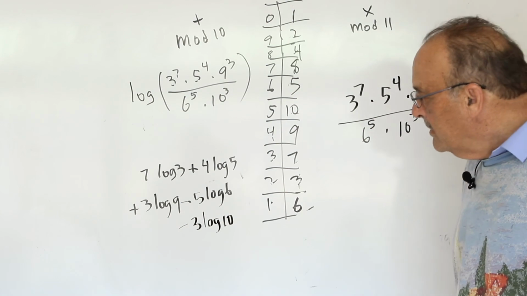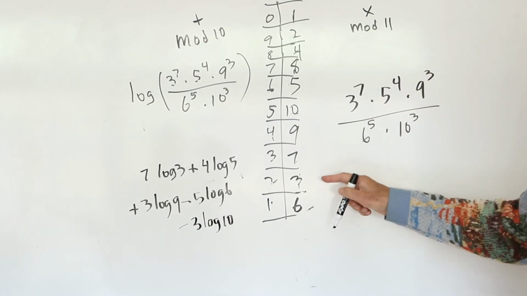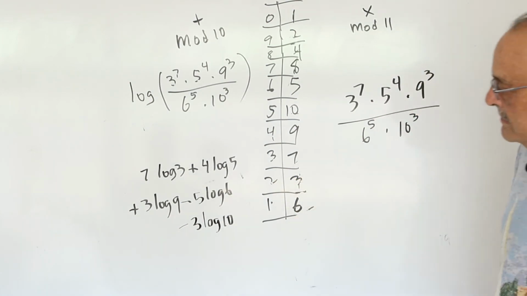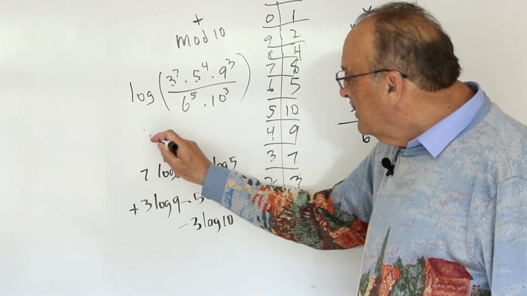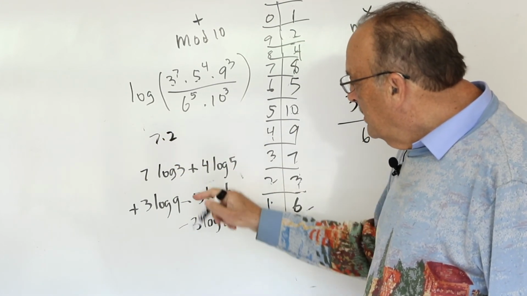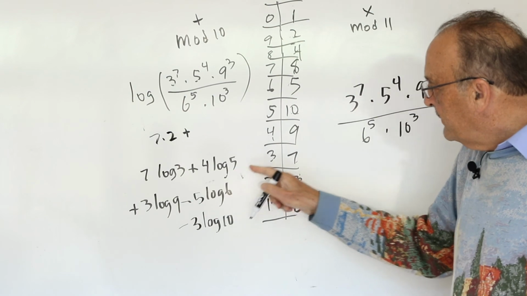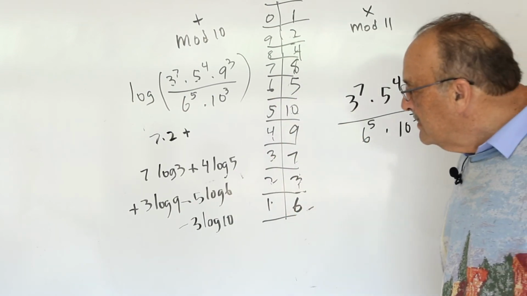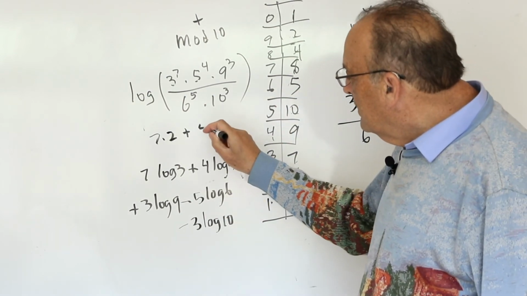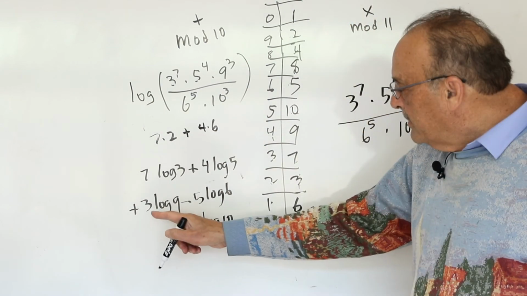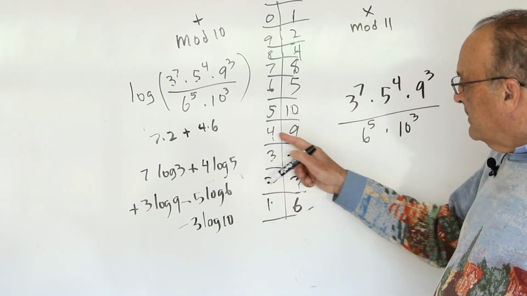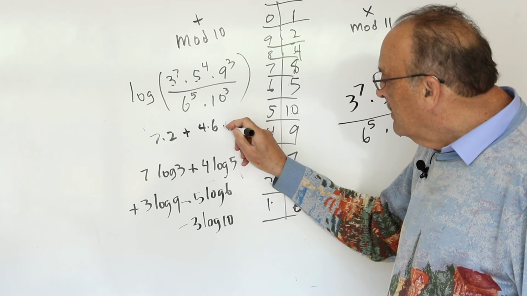Okay, so the log of 3 is 2. So it's just 7 times 2. Plus the log of 5 is 6. So it's 4 times 6. Here I'm going to go 3 times the log of 9. The log of 9 is 4, so it's 3 times 4.